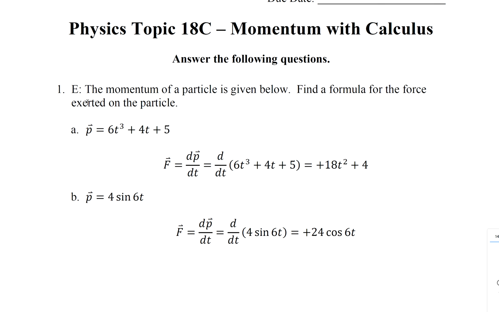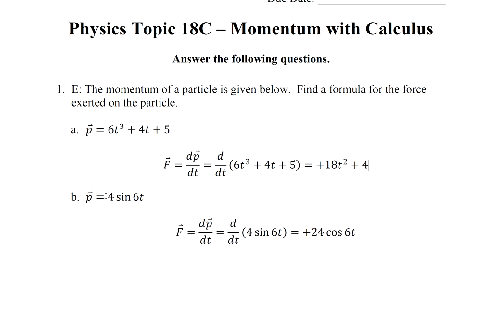Question 1. The momentum of a particle is given below. Find a formula for the force exerted on the particle. So we need to memorize this formula, F equals dp/dt. So just take the derivative of the momentum and we can find a formula for the force.